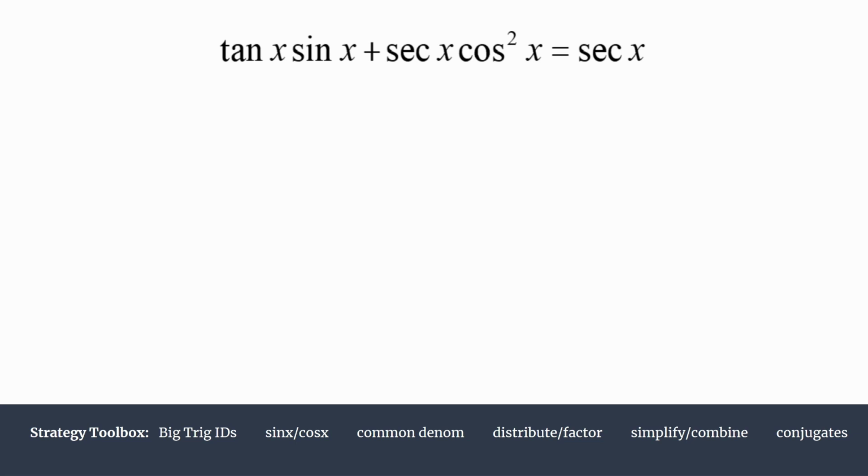All right, so we have tangent x, sine x. So let's rewrite tangent as sine over cosine, that's using our quotient identity, times sine over 1. Okay, and then we'll have plus the other term. Let's rewrite secant using a reciprocal identity. We'll rewrite it as 1 over cosine times cosine squared over 1. And remember, cosine squared is simply cosine times cosine, so that's 2 cosines we have in the numerator. And that equals our right-hand side.